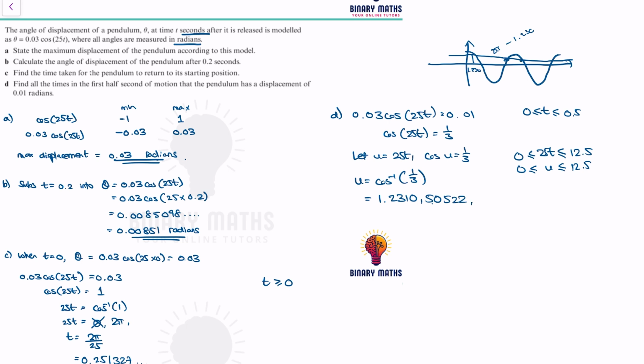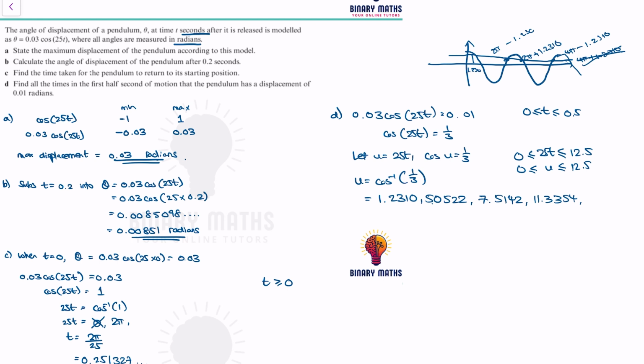To get the next one, I do 2 pi plus 1.2310, which gives me 7.5142, which is within my range. To get the next one, I have to do 4 pi take away 1.2310. When I do 4 pi take away 1.2310, I get 11.3354, which is okay. If I go to the next one, it is 4 pi plus 1.2310, which is outside my range, so that's not included.